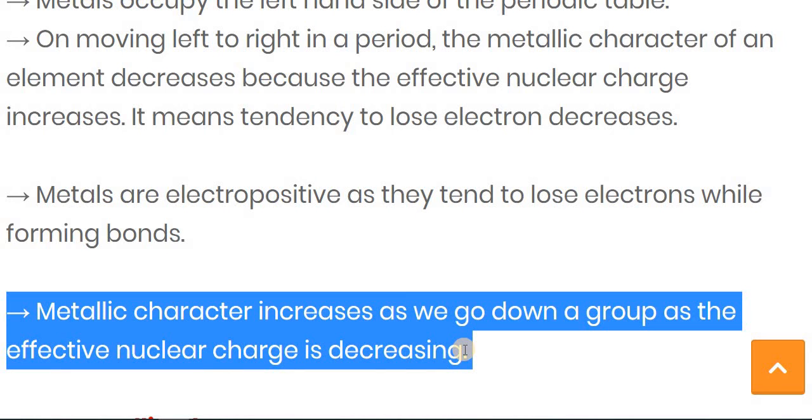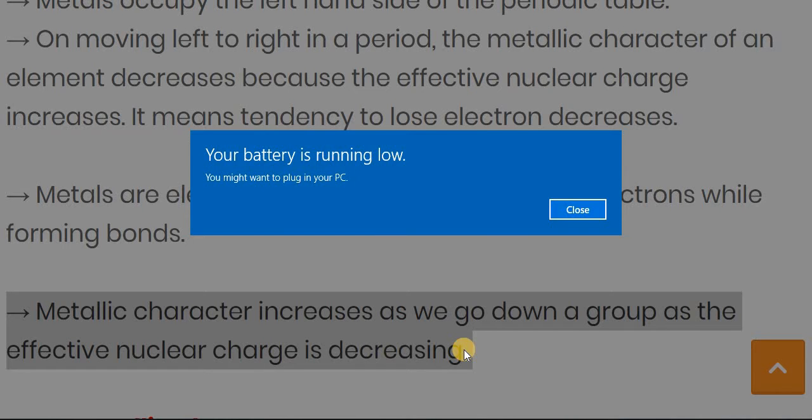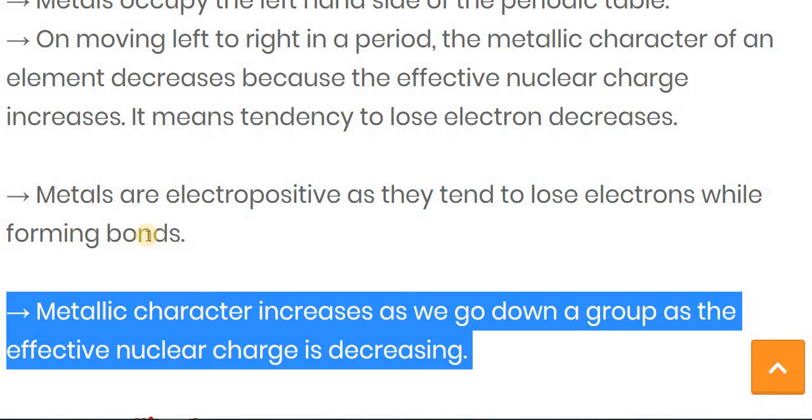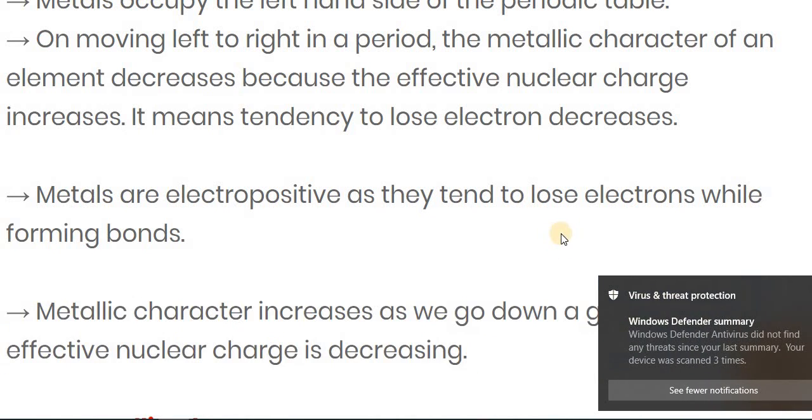So we can say that if you are moving from left to right in a period, then the metallic character decreases. But in a group, as we know, if we are moving from up to down, then the atomic size of an element increases, and due to that the attraction force between the atom and the outermost orbit electron decreases, so it can easily lose that electron. So the metallic character increases as we go down in a group.